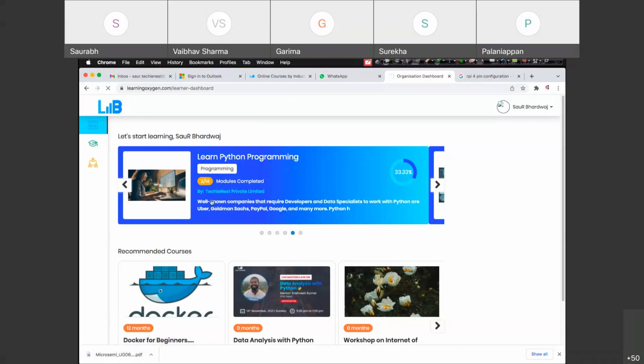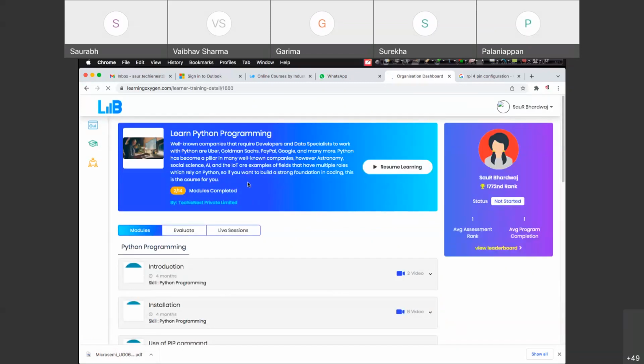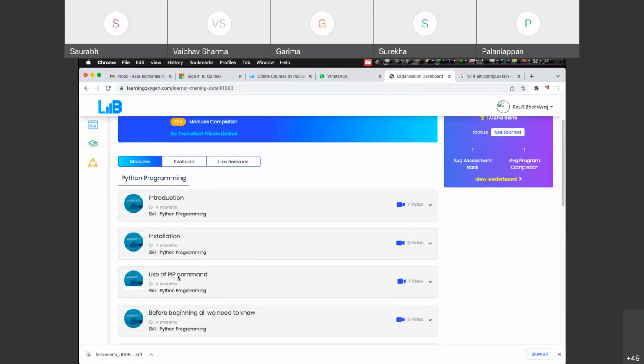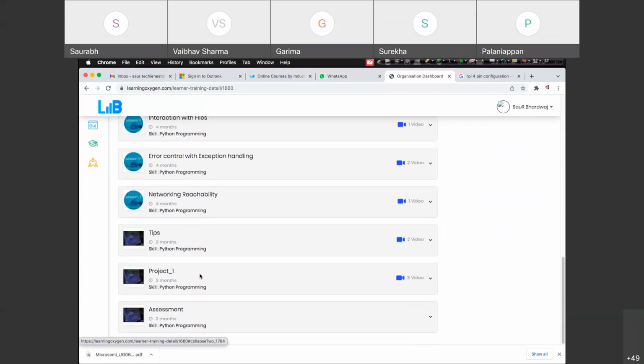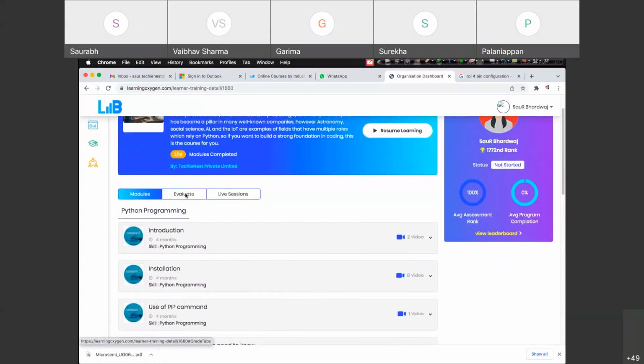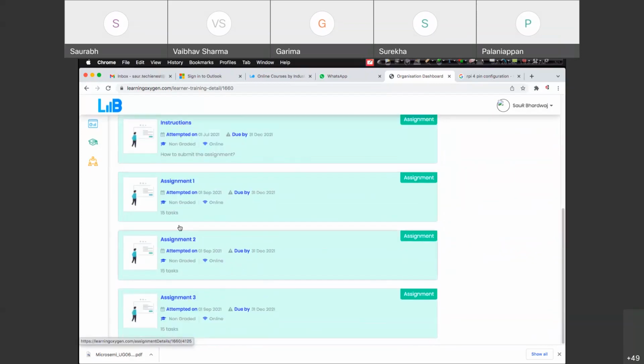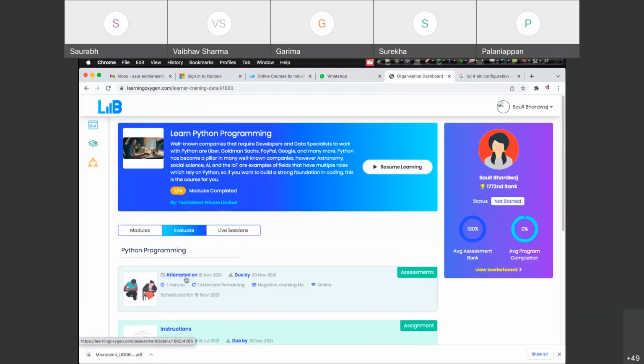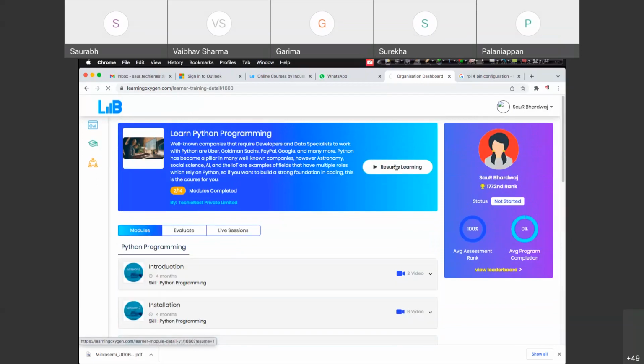There are around 3,000 students, or 2,600 students, or learners, I'll say, available on this course. We also provide support sessions for this. Here you can go through these modules. Everything is available here, including projects also. You can evaluate your learning through assignments and assessments. Through assessment you'll be able to download the certificate here itself, right? So suppose I resume my learning.